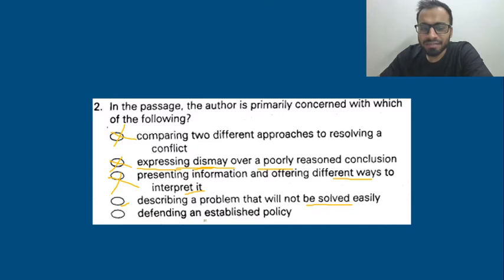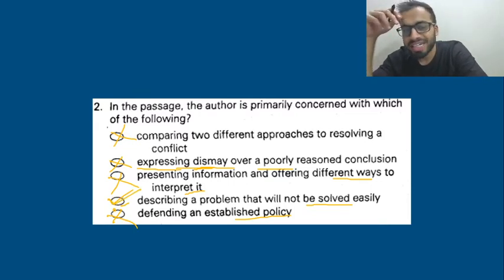E says defending an established policy. No, the author was not defending any established policy. Plus, the author did not even discuss a policy. There was no specific policy that was discussed. There was the European Central Bank that was discussed. No policy at all. So I eliminate E as well. And D, as I was saying, looked to be the good option, the best option out of the entire lot. So I will go with D.